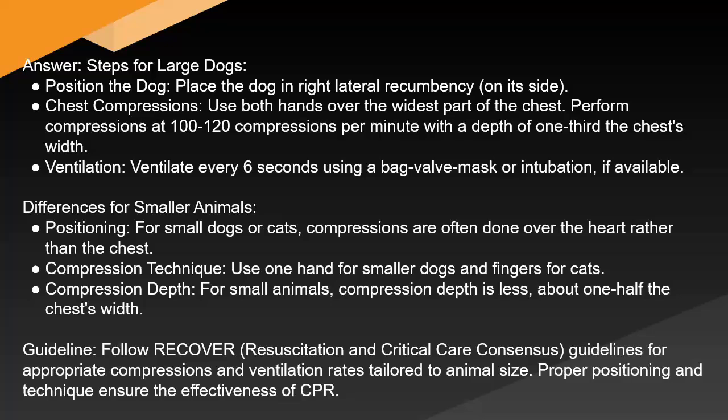Chest compressions. Use both hands over the widest part of the chest. Perform compressions at 100-120 compressions per minute with a depth of 1/3 the chest's width. Ventilation. Ventilate every 6 seconds using a bag valve mask or intubation if available. Differences for smaller animals. Positioning.